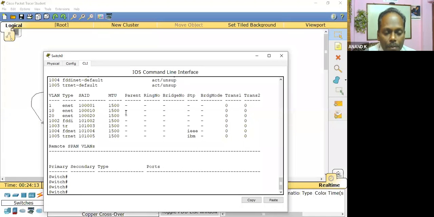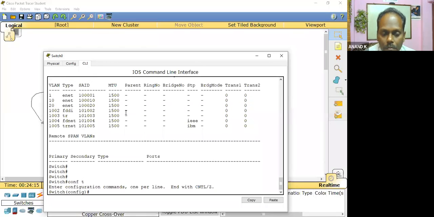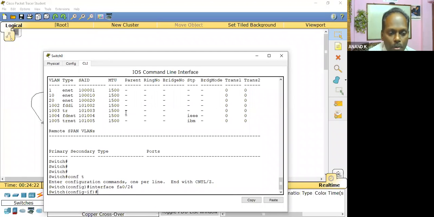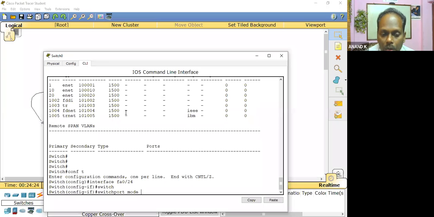So now, coming back to config, I'll say interface FA 0/24. This is of course a trunk port: switchport mode trunk.